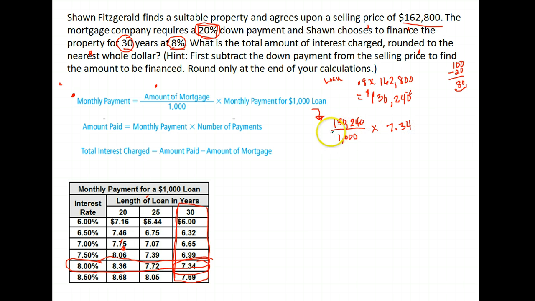Okay, so the monthly payment is going to be $130,240 divided by 1,000 and then times 7.34.